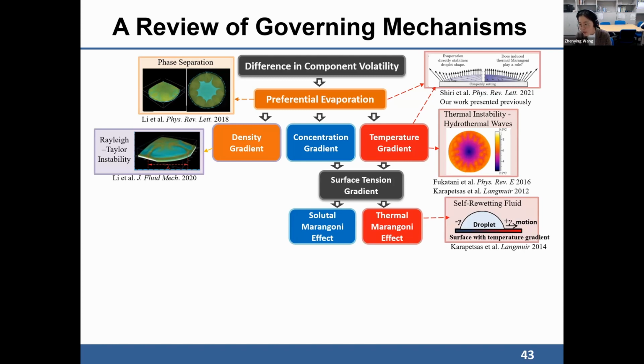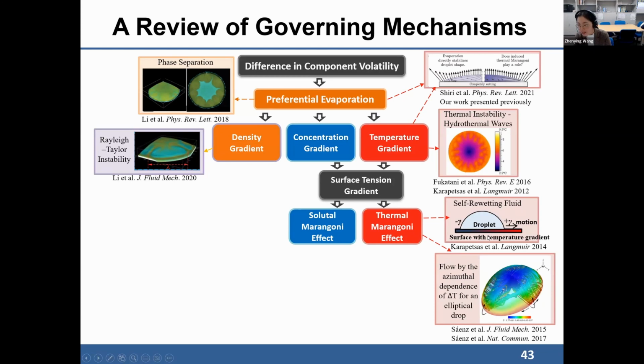And the further utilization of the thermo-Marangoni effect: there are some applications of the self-rewetting fluid in heat pipes, so that by utilizing this thermo-Marangoni effect, we can avoid, to some degree, the dry-out in heat pipes, etc. And also, if the droplet is no longer a circular type, if the droplet is elongated, or if the droplet is a triangle type, etc., it can drive some more beautiful additional flows inside the droplet, which is also due to the thermo-Marangoni effect induced by the non-uniform temperature distribution inside the droplet.